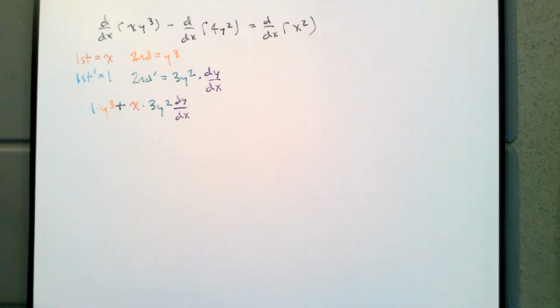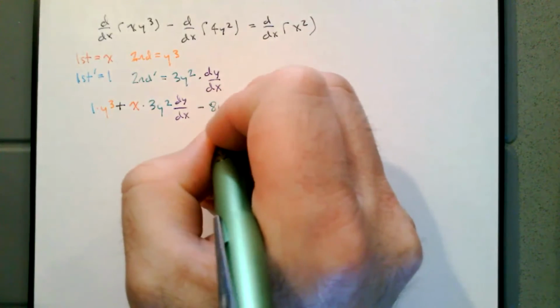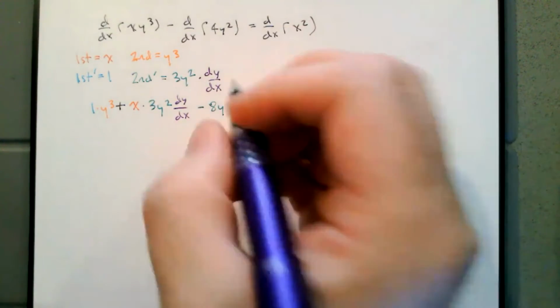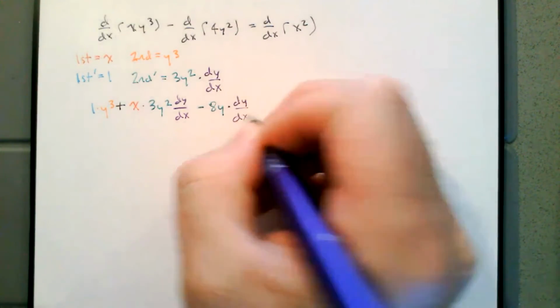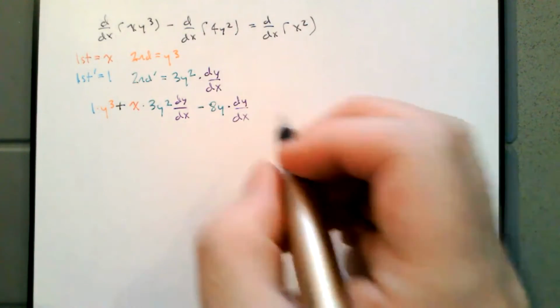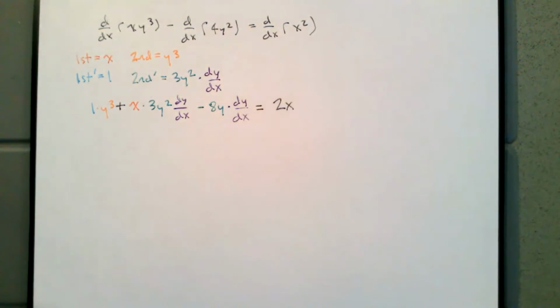Next, we're going to need the derivative of 4y squared. When we write 8y, that's the derivative with respect to y. So the next thing will be minus 8y to the first, but that's the derivative with respect to y, so we have to multiply by the derivative of y with respect to x because of the chain rule. On the other side of the equation, the derivative of x squared is 2x, and we're looking for the derivative with respect to x. 2x is the derivative with respect to x, so we don't need the chain rule there. Or the derivative of the inside is 1.